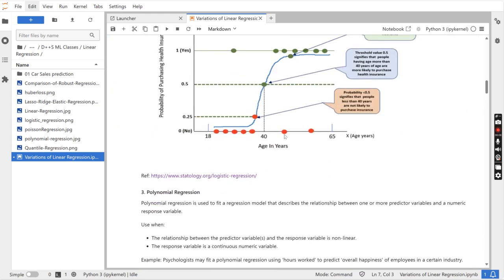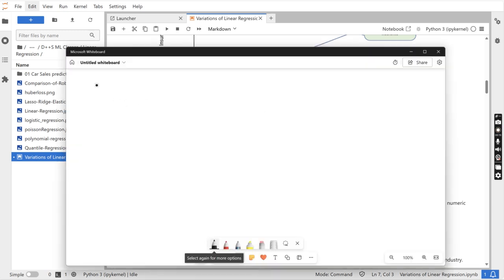So the third type of regression is polynomial regression. Now in polynomial regression, what happens is very simple. See, in linear regression, the data was in this way.